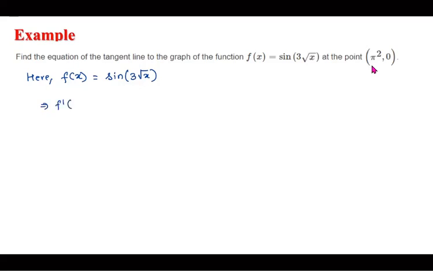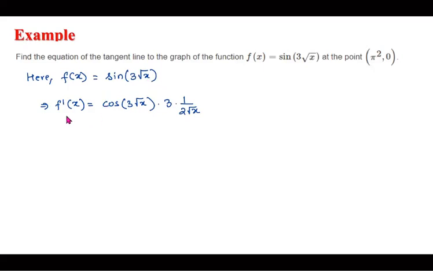So the derivative would be equal to, okay, this is a composite function, so we have to use the chain rule. First, we find the derivative of outside function. Derivative of sine is cosine, keeping the inside function same. And we multiply by the derivative of inside function. 3 is a constant, and then the derivative of the square root of x is 1 over 2 root x.